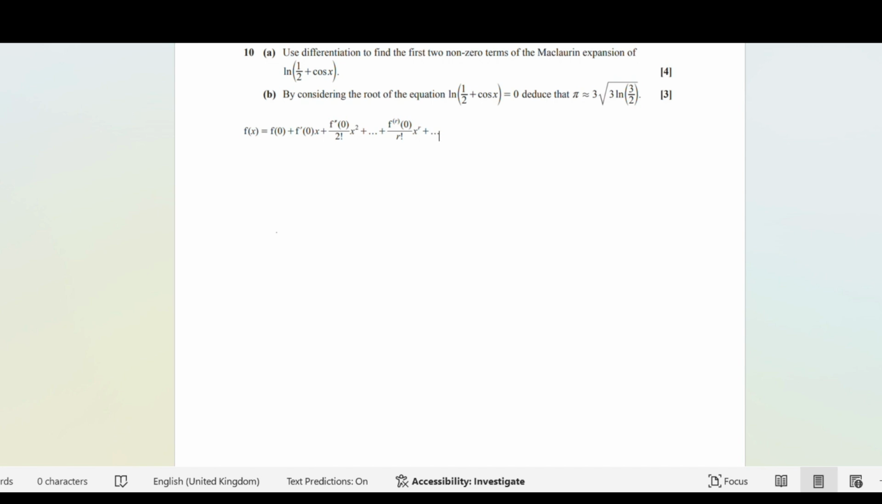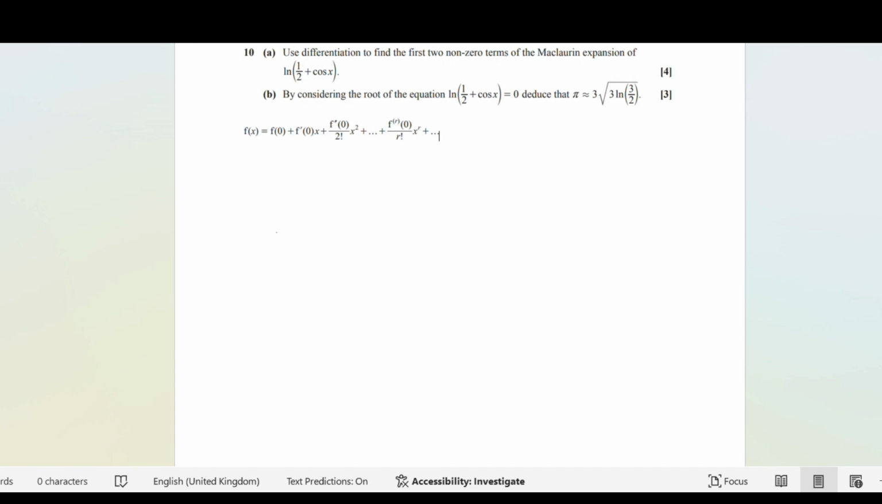Today we are doing another past paper question from the 2019 Pure Core 2 paper. As you can see, this is a question on Maclaurin series, and the first part of it is a pretty standard question, part A, and then part B is just applying what we've done in part A to a specific situation, and it can be a bit tricky, but as you can see, it's a show that question.